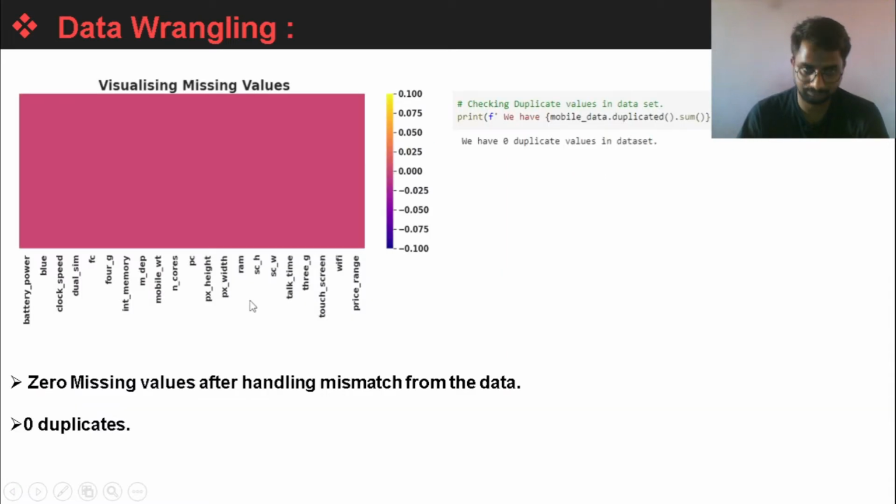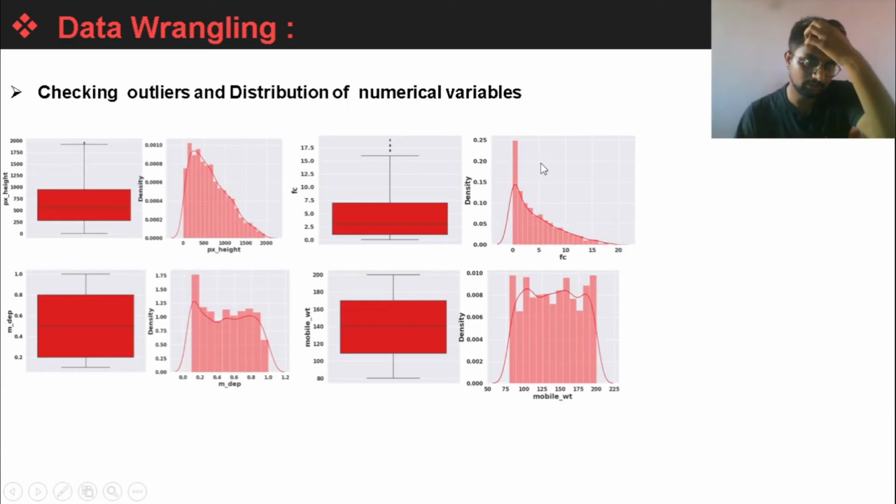After handling the mismatch in the data, we checked for missing values in our data. We found that there were 0 missing values in the data, and zero duplicate observations were found in the data.